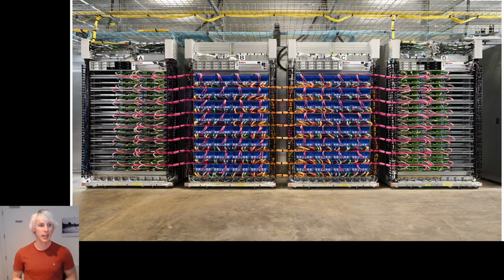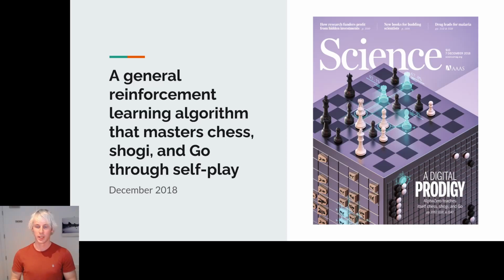We could also rely on a lot of advances in machine learning accelerators at this time, which really made our work very exciting and helped us a lot. Here is a rack of TPUs in Google's data centers. This is when we published the AlphaZero algorithm.